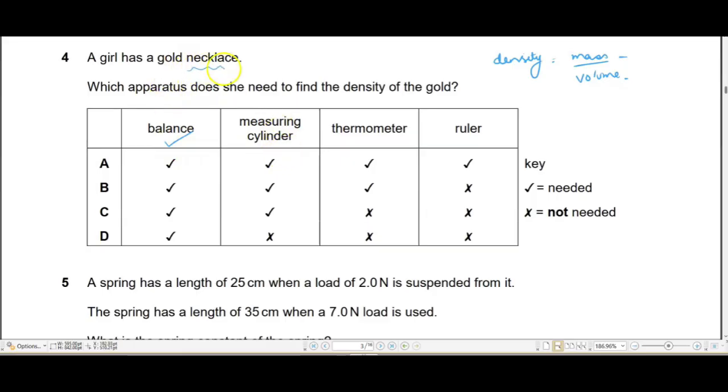Since the necklace is an irregularly shaped object, its volume can be measured using a measuring cylinder as opposed to a ruler. A ruler is going to measure the volume of something which has a regular shape. So she is going to need a measuring cylinder and a balance. So C is going to be our correct answer, since a thermometer is not required and the object is not regularly shaped, so a ruler cannot be used as well.